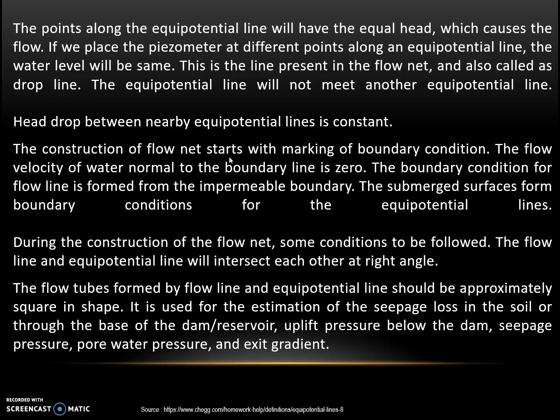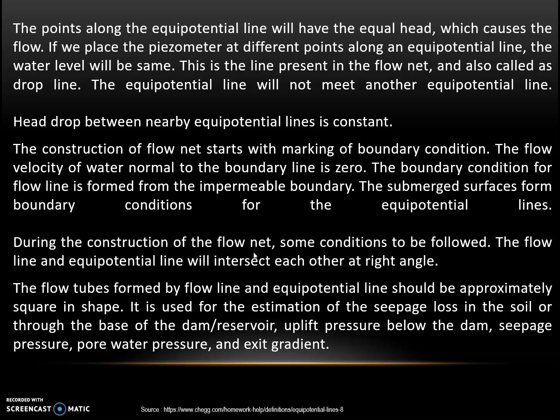The construction of flow net starts with marking of boundary conditions. The flow velocity of water normal to the boundary line is 0. The boundary condition for flow lines is formed from the impermeable boundary. The submerged surfaces form boundary conditions for the equipotential lines.